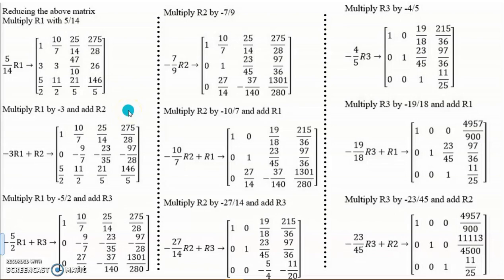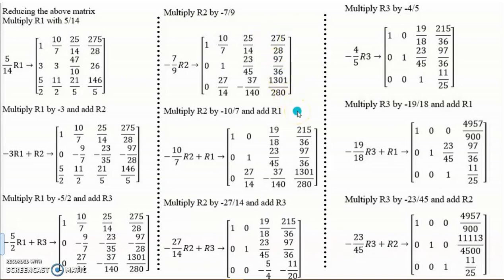Then, we multiply the first row by -3 and add the second row to get the new second row, which is 0, -9/7, -23/35, and -97/28. Next, we multiply the first row by -5/2 and add the third row to get the new third row. We multiply the second row by -7/9. The new second row will be 0, 1, 23/45, 97/36.